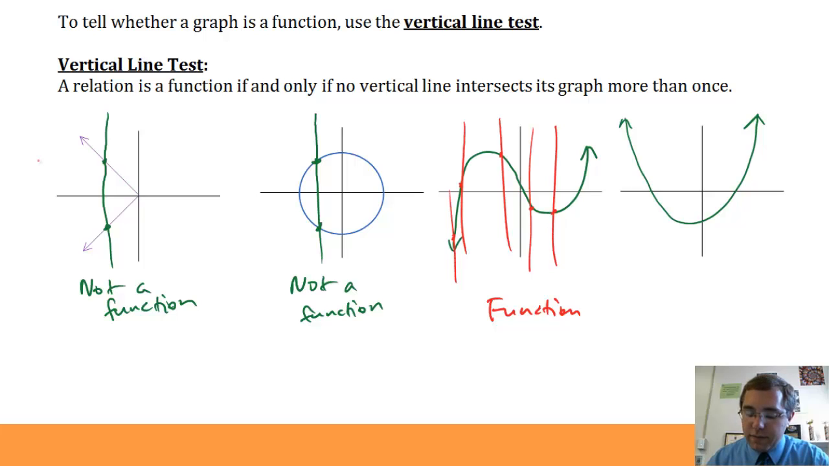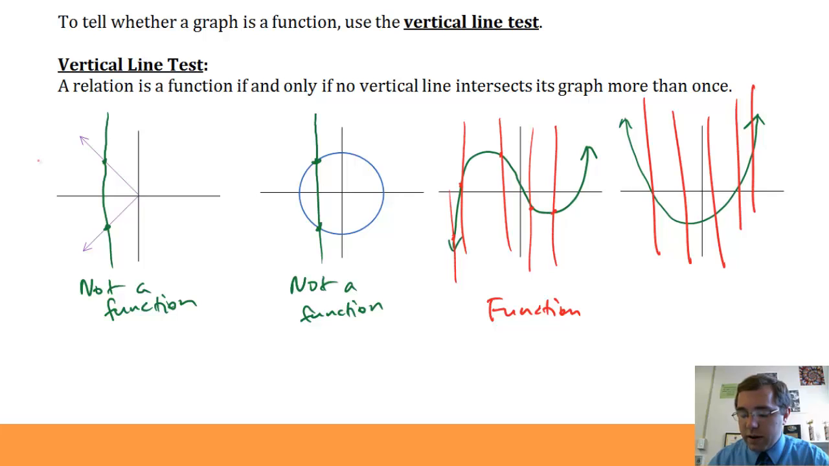And how about the fourth one, a parabola? We can check, and everywhere where I can put a vertical line, it's only going to cross once. So it is a function.